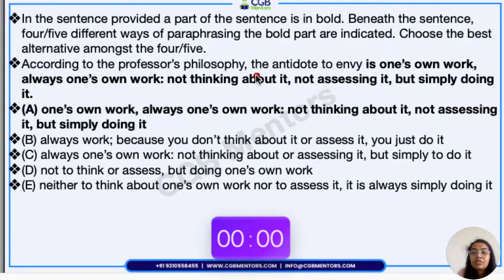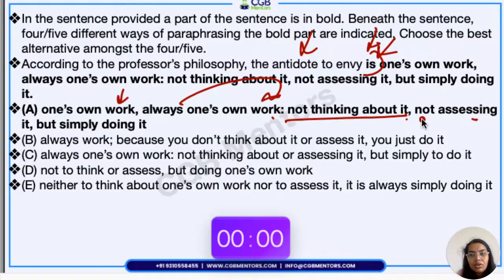According to the professor's philosophy, an antidote to envy is, the antidote to envy is what? The antidote to envy, one's own work, always one's own work, not thinking about it, not assessing it, but simply doing it. Actually, sorry guys, इस भी यहाँ पे part आना था, my mistake in this one. So the antidote is खुद का काम and stressing upon it. Always खुद का काम, not thinking about it, not assessing, examining it, but simply doing it.